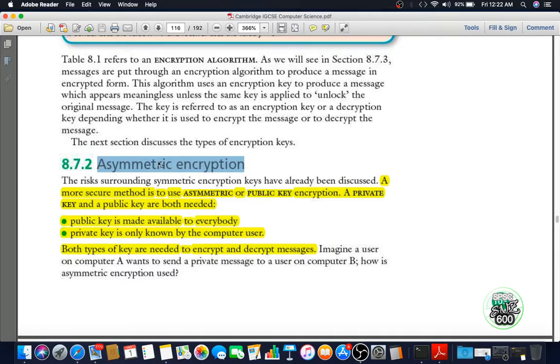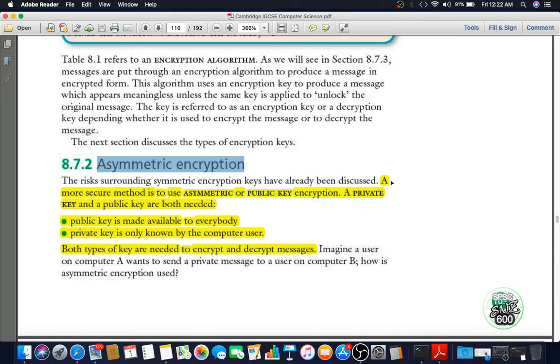So here we are, asymmetric encryption. The risks surrounding symmetric encryption keys have already been discussed. In symmetric encryption there is a risk with the encryption key, because the same key is used for the encryption and decryption process. So we have to share the key with the receiver. The sender needs to share the key with the receiver so that the receiver can decrypt the encrypted message. So there is a risk of sharing. When the sender tries to share the key, the hacker can hack the encryption key and hack the message.